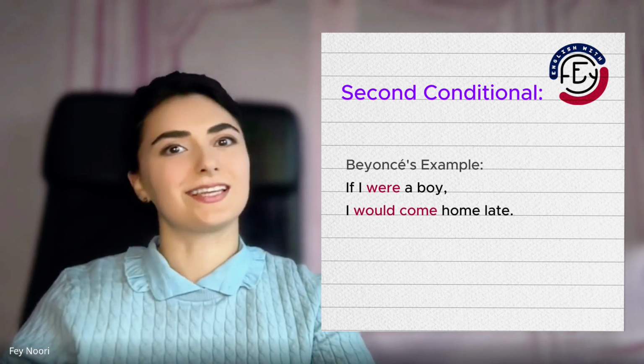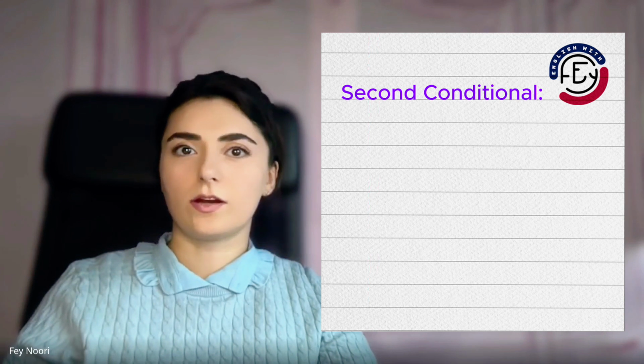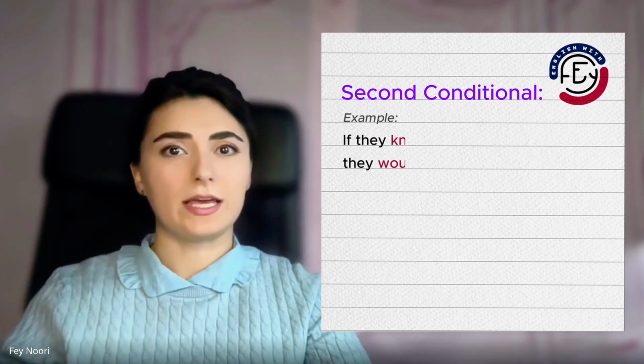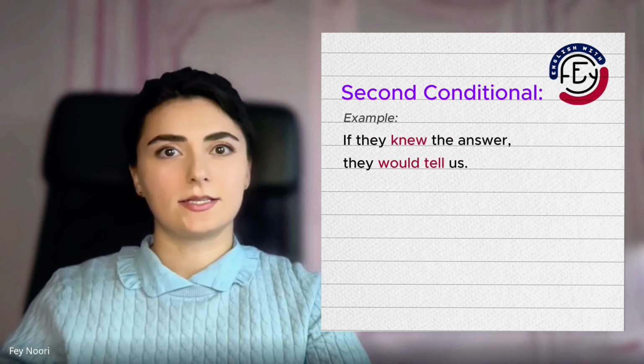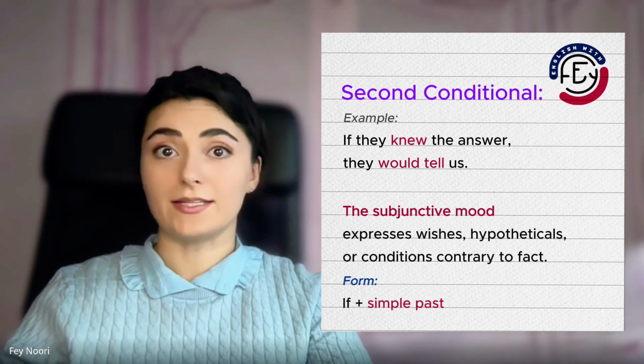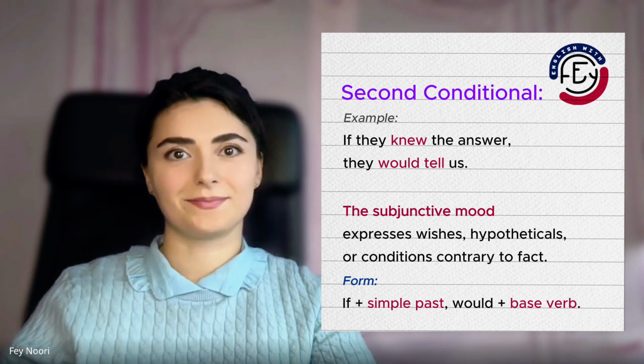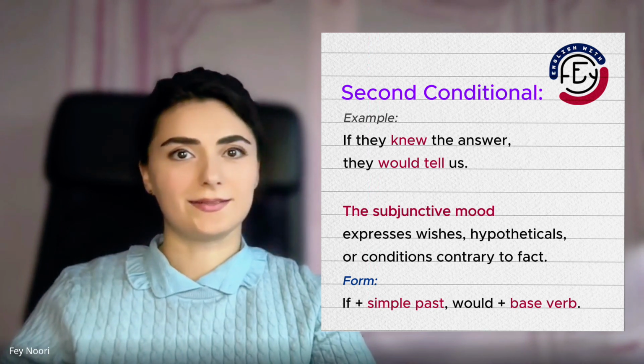Yes, you can hear the second conditional in that song by Beyonce. So in our last example, if they knew the answer, they would tell us. We're using the subjunctive mood, if they knew, simple past, in the if clause, and would plus verb in the main clause. They would tell us.